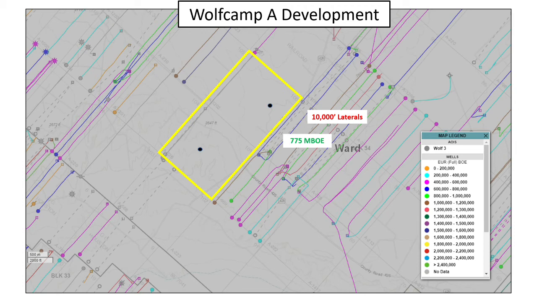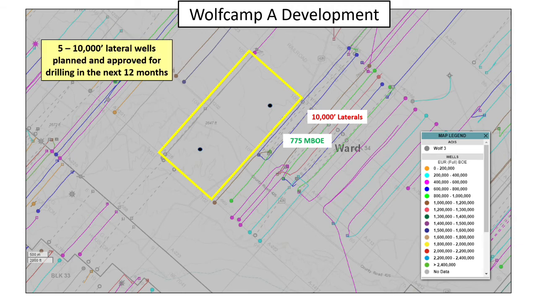Now you're a private company, but you generally try to go by SEC reserve booking rules because some of your capital providers want that. All right, so based on the offset wells, the management has approved 5 10,000 foot laterals that they're going to drill in the next 12 months. So let's start evaluating these possible locations.